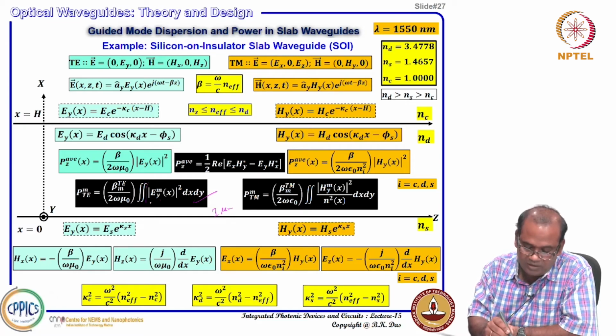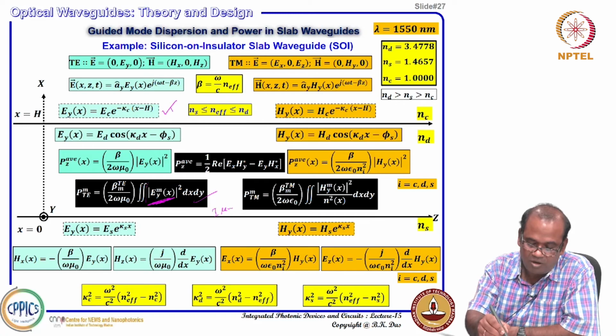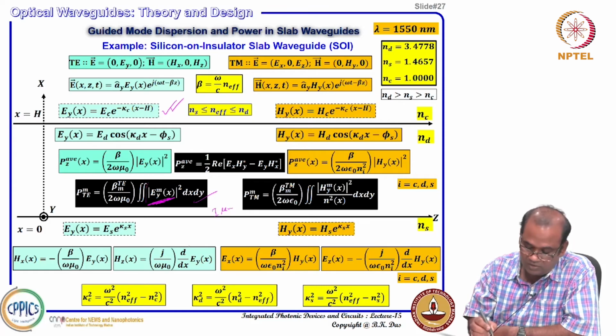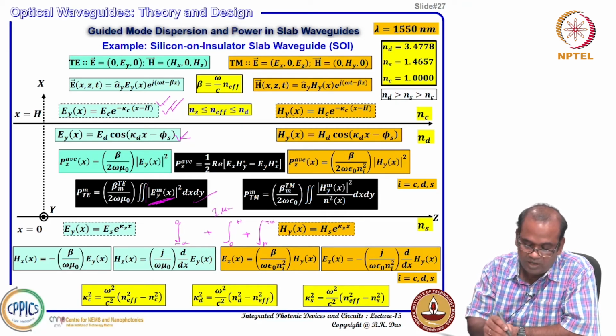If I integrate, this integration will have three different functions, so I can decompose it into three parts. In the top cladding I have to use this expression and integrate, so the first part is x equal to minus infinity to 0. The second part will be 0 to h, where I will use this expression for the core. And the third part, h to plus infinity, I will use that expression, and everywhere I should use the appropriate one.